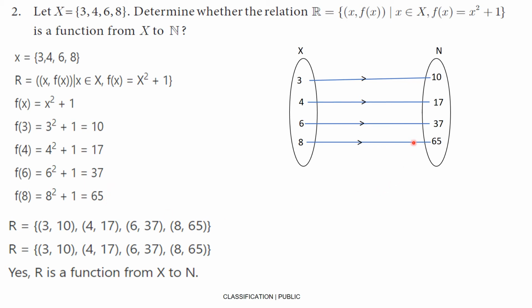And also here the range. Okay. Therefore, is it a function from X to N? Already I told you x belongs to X, there exists only one y belonging to Y. All elements in X have only one image in Y. Therefore, R is a function. What is the range? (3, 10), (4, 17), (6, 37) and (8, 65). Clear?